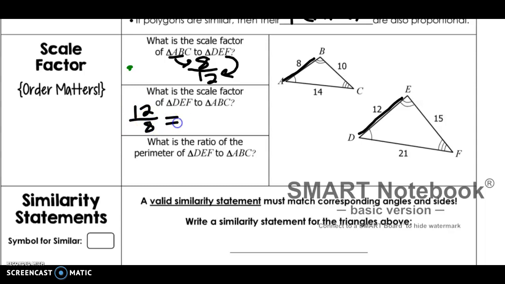Now, the one thing that we do need to do, which I didn't do in the first one, is we need to simplify. So if I simplify this down, what number can go into both of them? Well, let's see, I can divide both of them by 4, and I get 3 over 2.